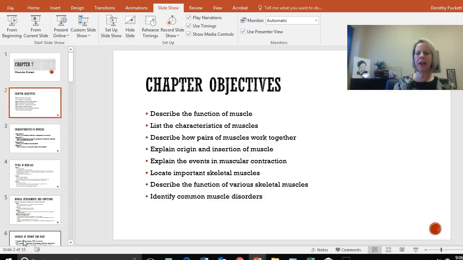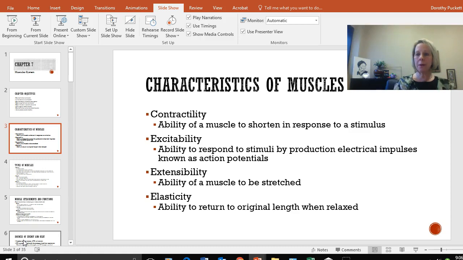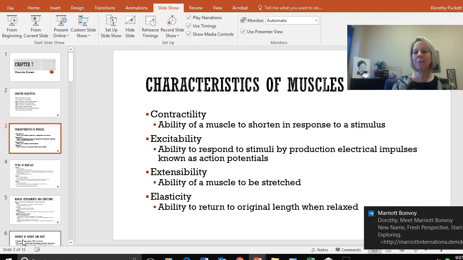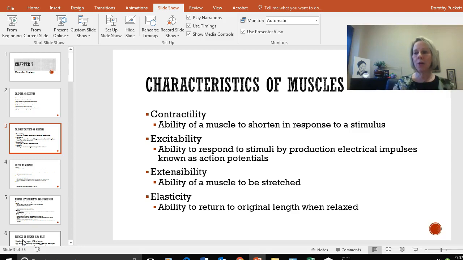As we look at this chapter, one of the things you want to know about muscles is that they have the ability to contract or shorten in response to a stimulus. They also are able to respond to stimuli by producing electrical impulses, which are quick ways to get information around the body, and these are called action potentials. Extensibility, the ability to be stretched, and so they can stretch and also recoil, which means they're able to return to their original length after being stretched, and we call this characteristic elasticity.